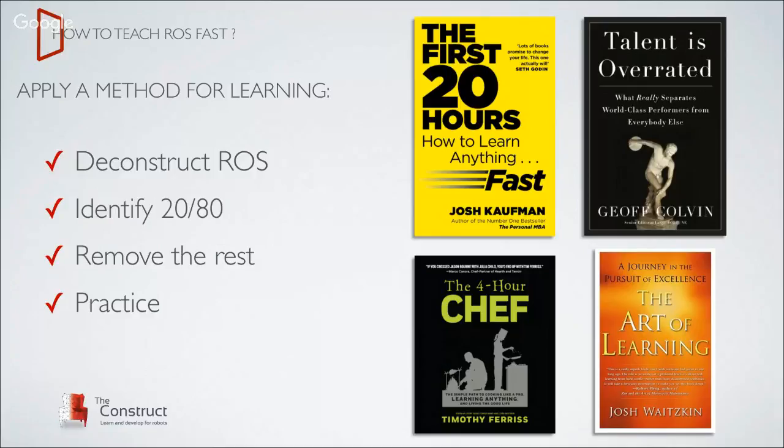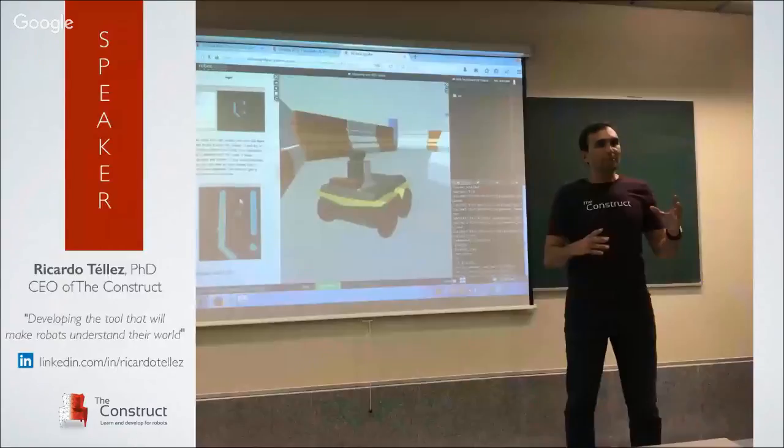You will increase that only a little. So you don't need to learn everything from the beginning. So let's identify the 20% that is going to produce the highest impact. Then we remove the rest, forget about it. And then we make the people practice on those 20%. Practice, practice, practice. That is the key. Okay, so that is the method.